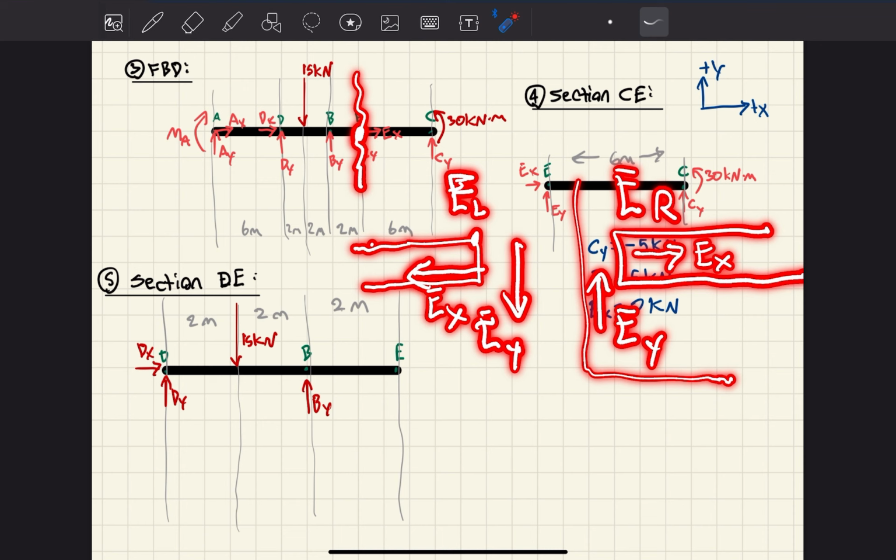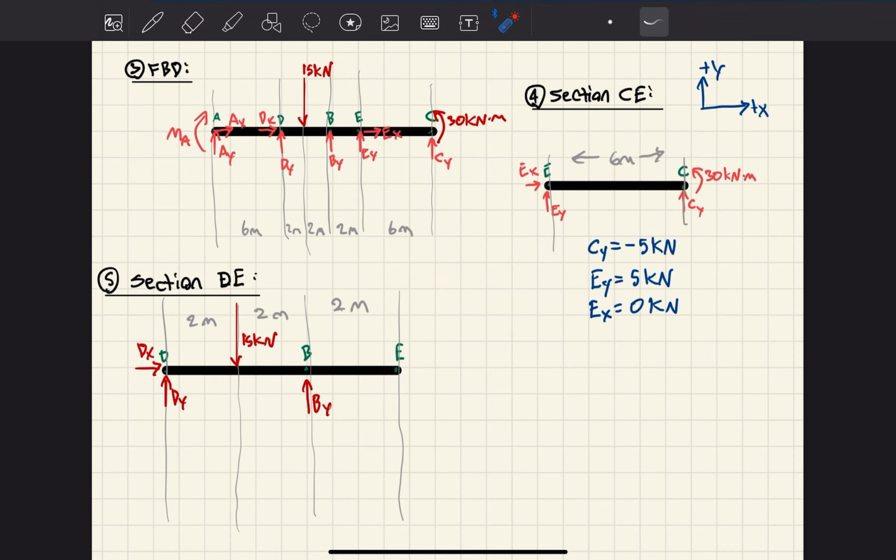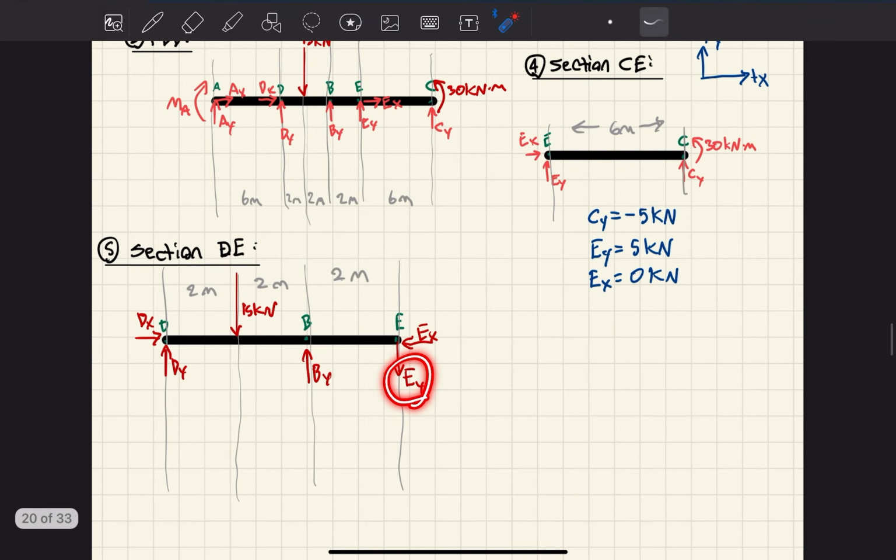I can't make both of them positive on both sides. That doesn't make sense. It's not an equilibrium, right? So on the left side, it's negative, and on the right side, it's positive. Hopefully that made sense. So we're going to say EY acts like so, and then EX acts like so. I know the value of EY. I know the value of EX. Let me keep that in mind.